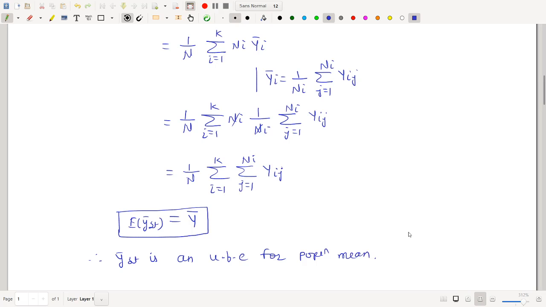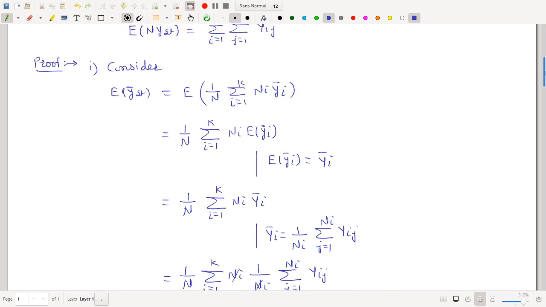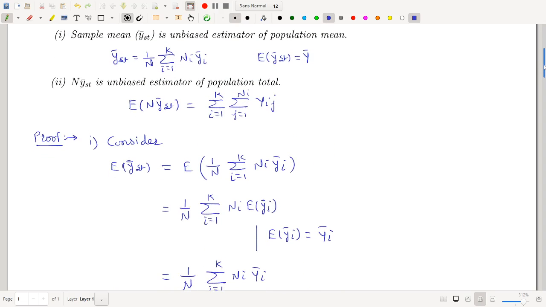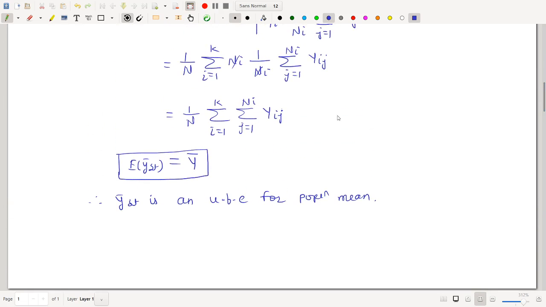So the first thing is over. y bar st is an unbiased estimator of population mean, or capital Y bar, which means we can take y bar st as an estimator for population mean. The second thing is we have to prove that n into y bar st equals population total. So consider expected value of n into y bar st.